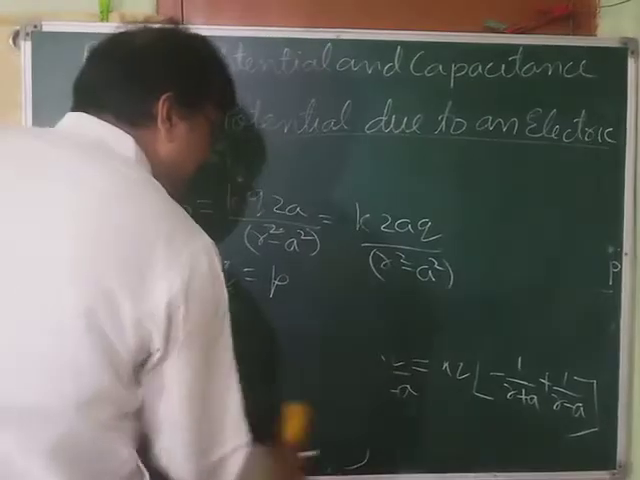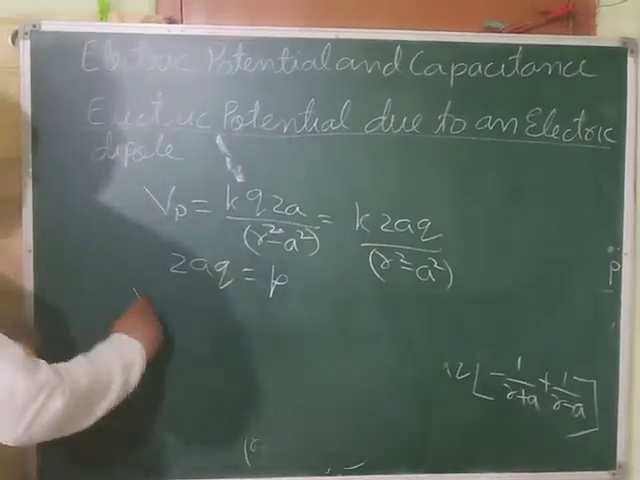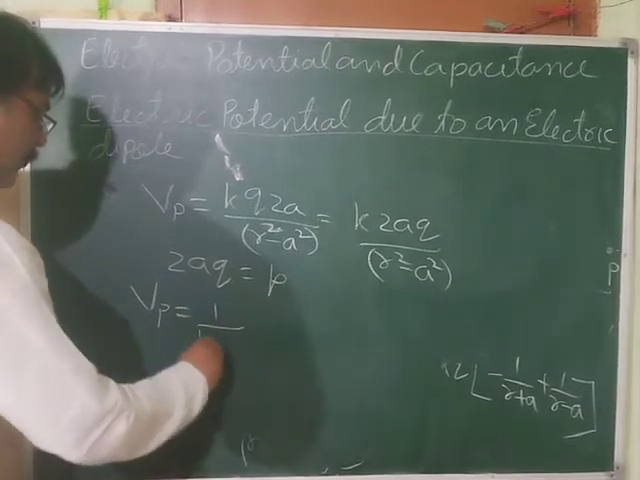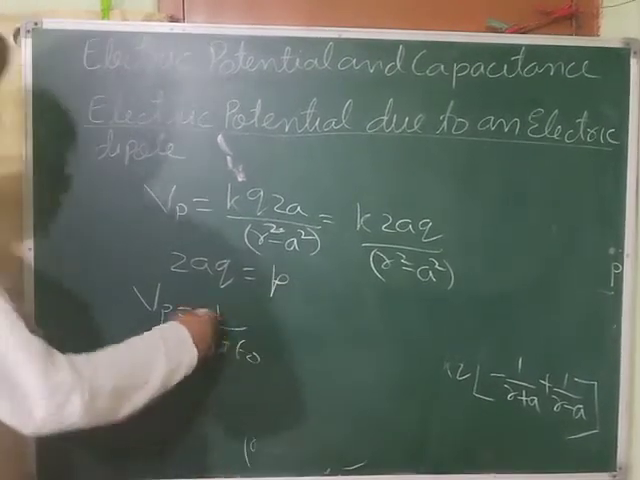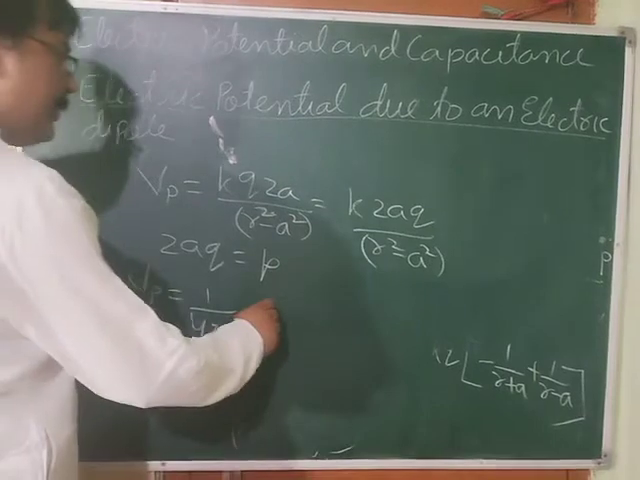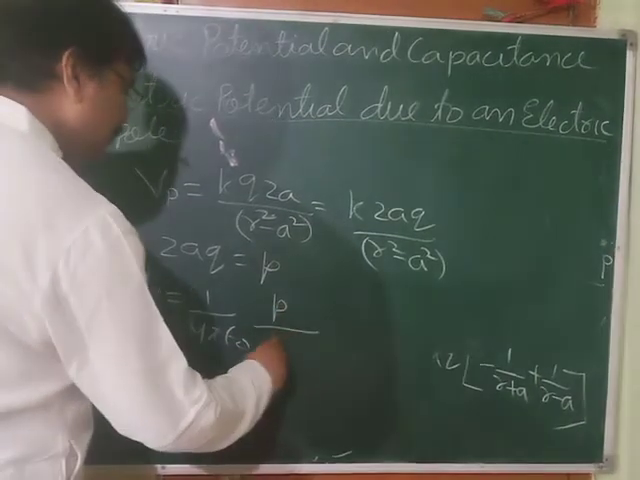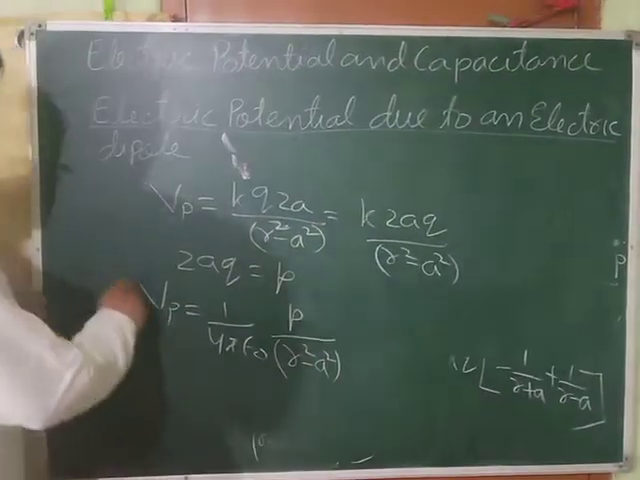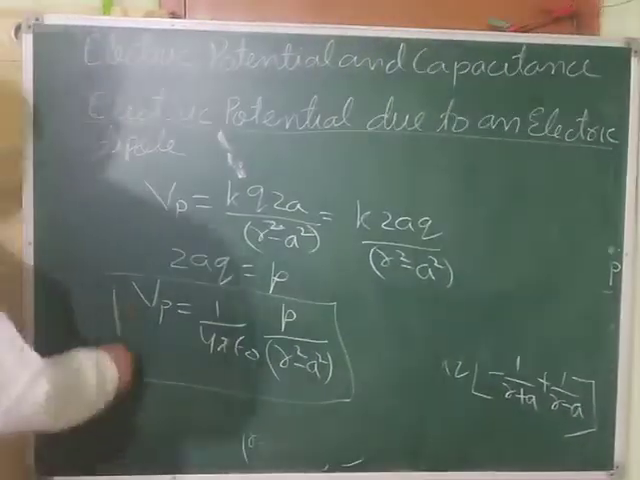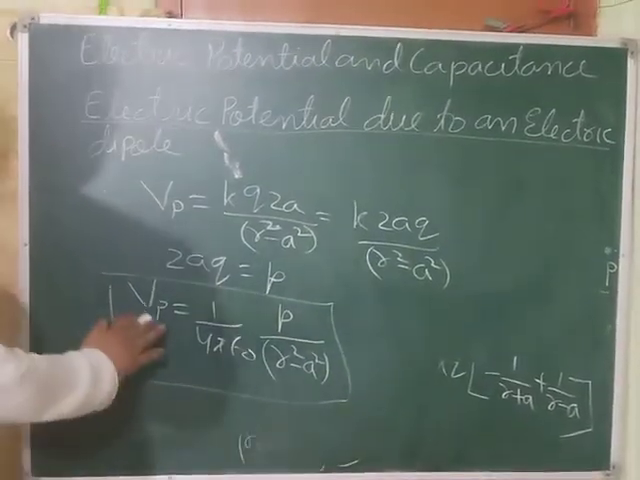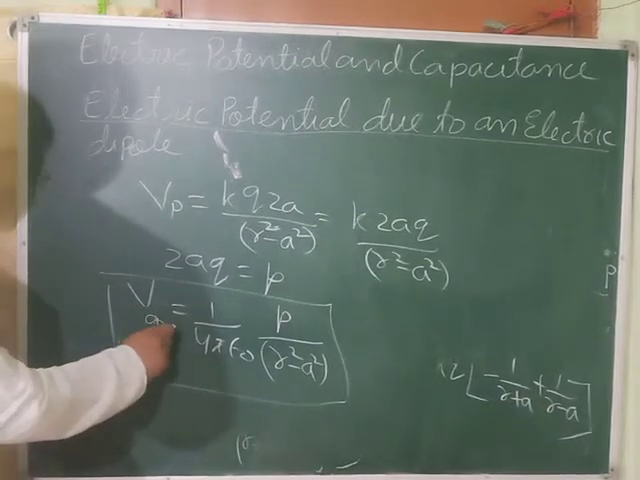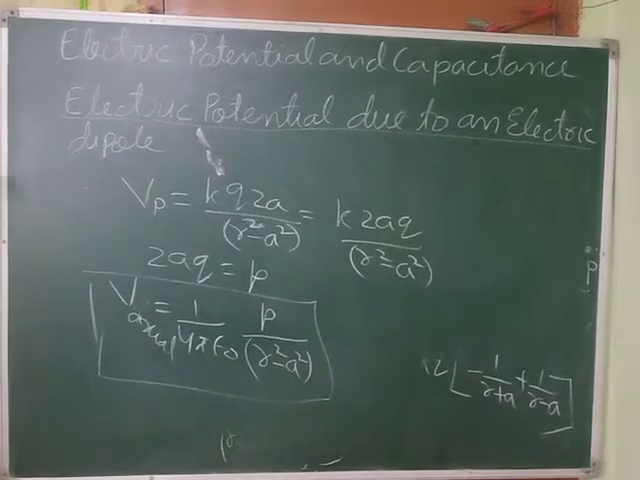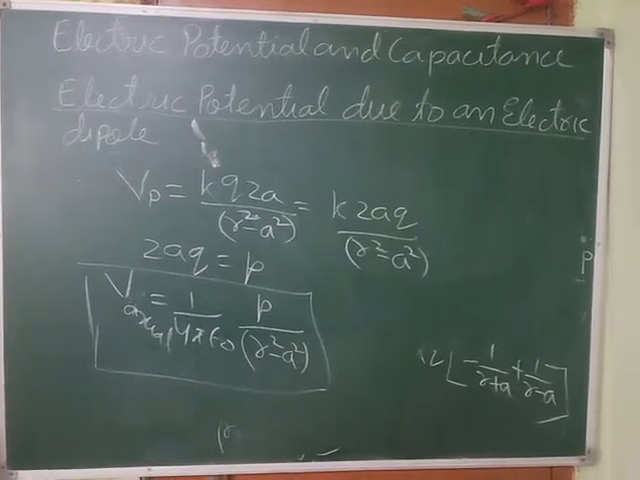So what can we write here? Can we write Vp is equal to 1 by 4 pi epsilon naught, for free space, P upon R square minus A square. This is the expression for electric potential at an axial point.